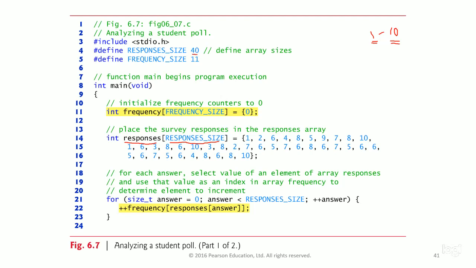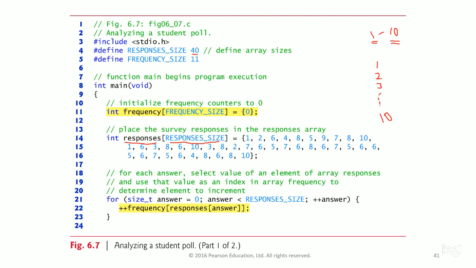The size is actually 40, so we have 40 responses here. The first student gave a rating of 1, the second one gave 2, the third one gave 6. What we want to do in this program is to count the number of students who gave 1, and count the number of students that gave 2, and then 3, and keep going until we get to 10. So we basically want to count the number of occurrences, or the frequency, of each of these integers from 1 to 10.